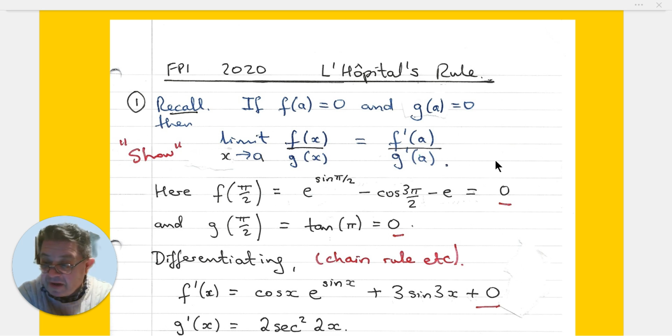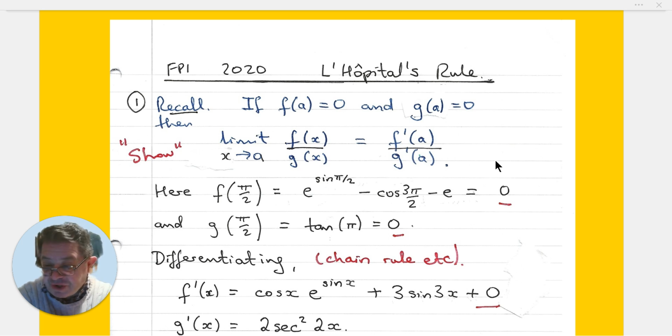So here we have f(x) is e^(sin x) take cos of 3x take e, and f(pi over 2) is therefore e^(sin pi over 2) minus cos of 3 pi over 2 take e, which is naught. And on the bottom, g(pi over 2) will be tan of 2 pi over 2, tan of pi, which is naught. So a situation where L'Hopital's rule is to be used.